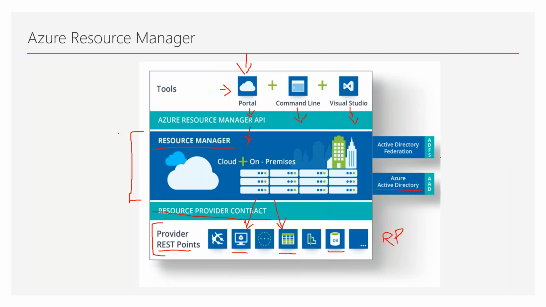I'm not sure why this is mentioned as cloud plus on-prem. So basically, if you want to make contact with the resource manager, you can do that through any of the tools. That is the architecture of resource manager. I hope everybody is clear how the resource manager is working, right? Everybody is clear. Okay.